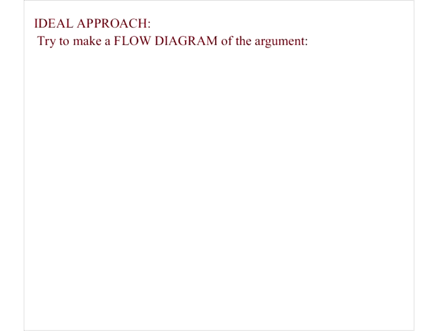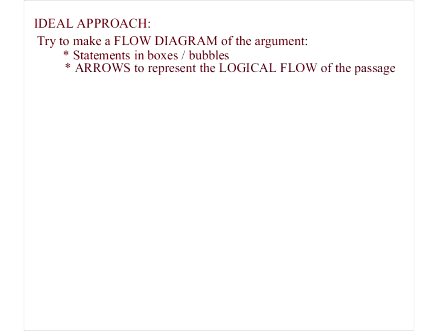A flow diagram has statements, and you abbreviate the statements a lot so that you don't have to spend a ton of time writing, but statements in boxes or bubbles. And then you draw arrows to represent the logical flow of the passage. And then sometimes you have transition words such as "but," etc., between these boxes or bubbles.